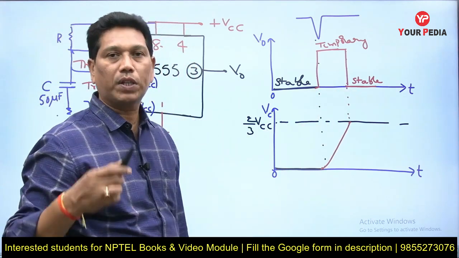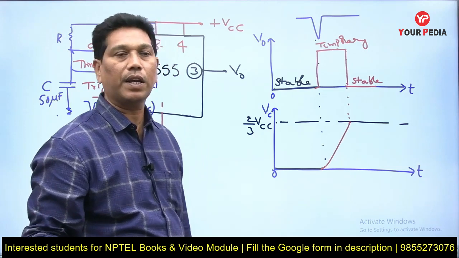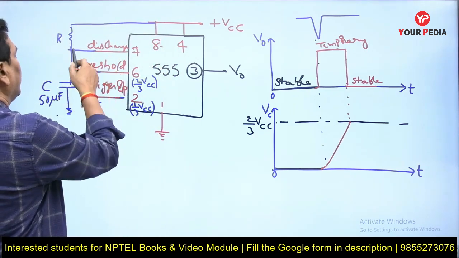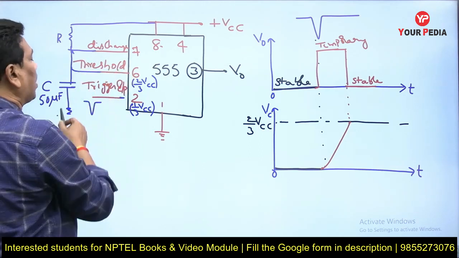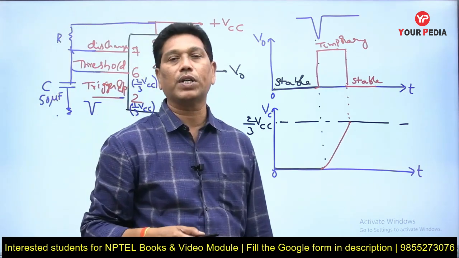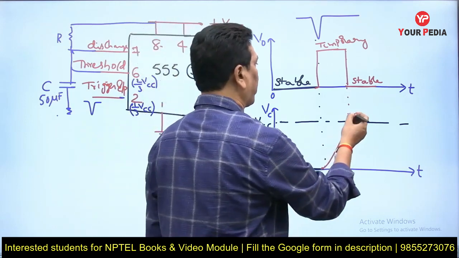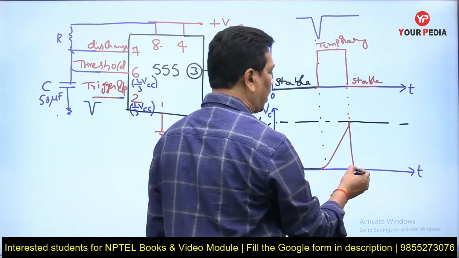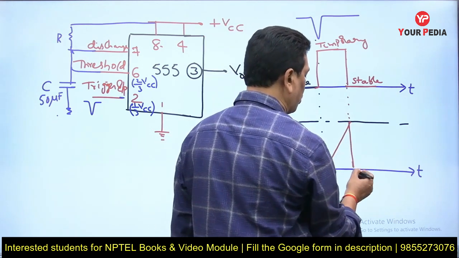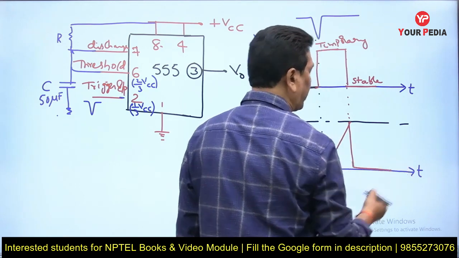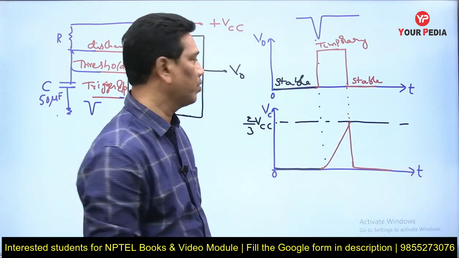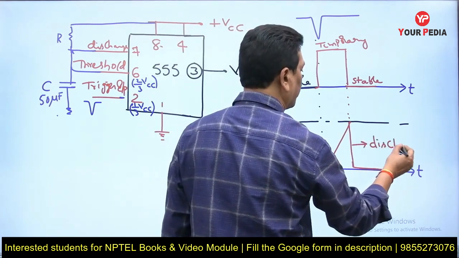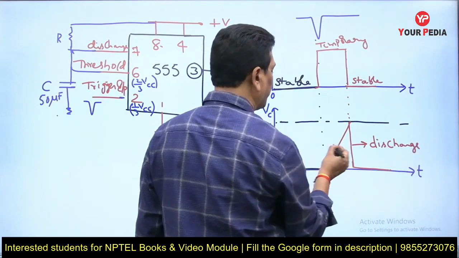Output is low. Once the output is low, the discharge transistor is on, allowing the capacitor to discharge through the discharge terminal. The discharging of the capacitor through the discharge terminal is without a resistor, so the discharging is done very fast without requiring any time. So it is discharging to 0, and it stays at 0 until the next triggering pulse comes. So this is the discharging condition. This is the charging condition.